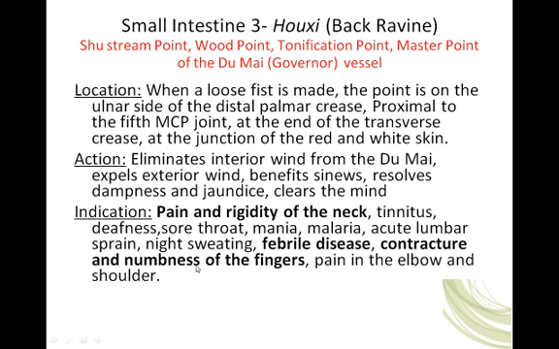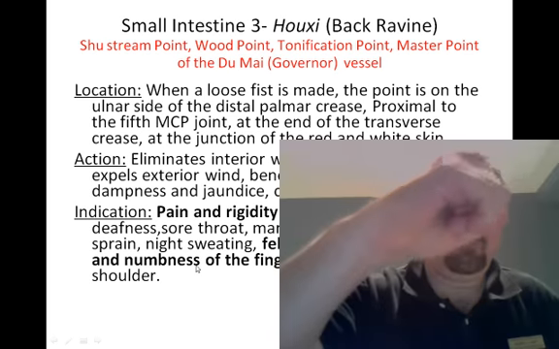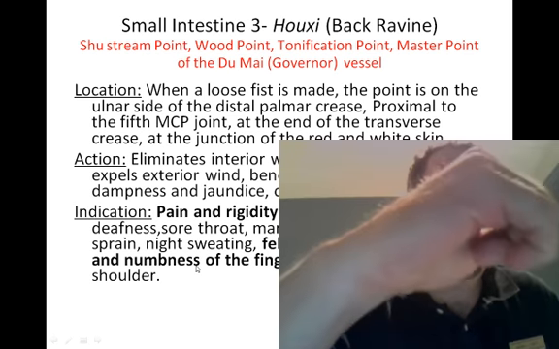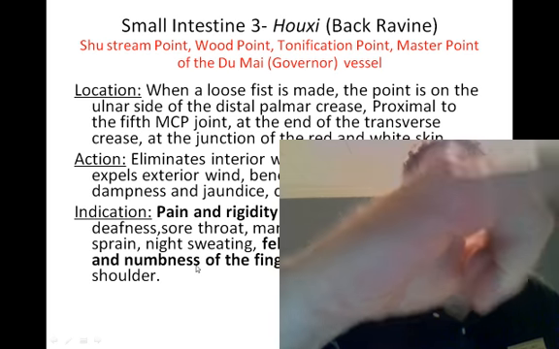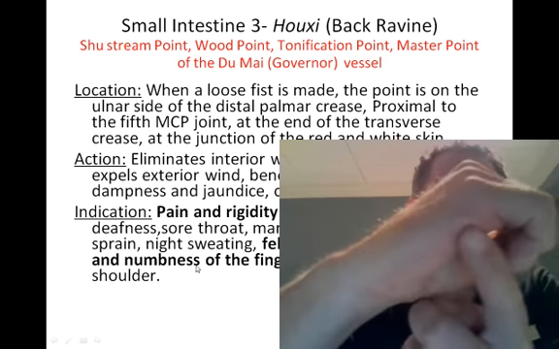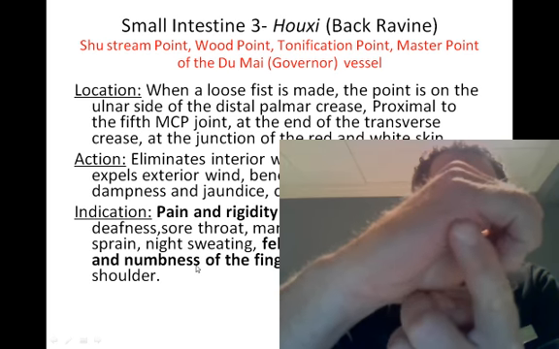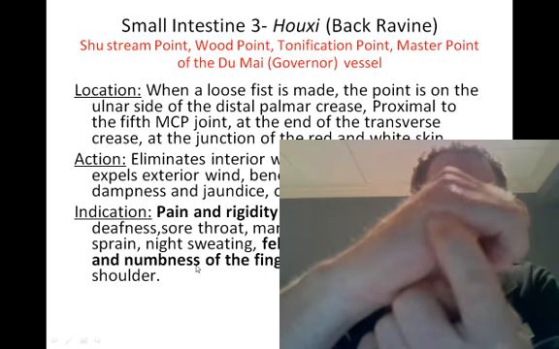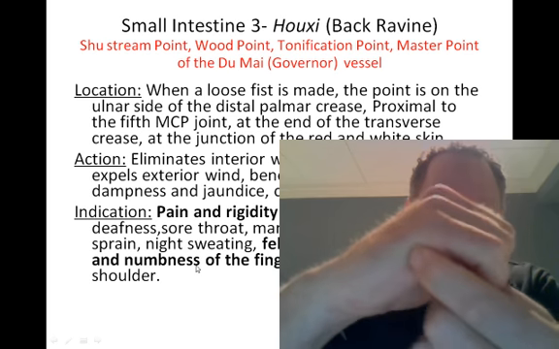When a loose fist is made, the point is on the ulnar side of the distal palmar crease, proximal to the 5th metacarpal phalangeal joint, at the end of the transverse crease at the junction of the red and white skin, or where the skin changes color.